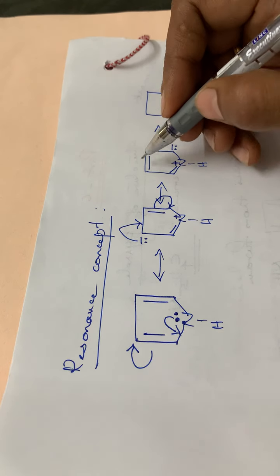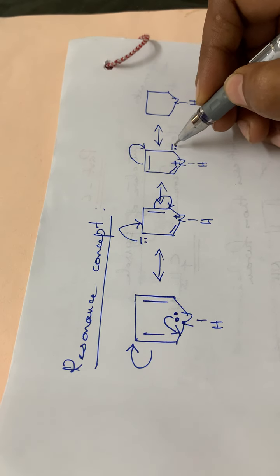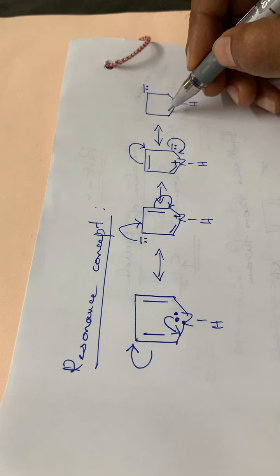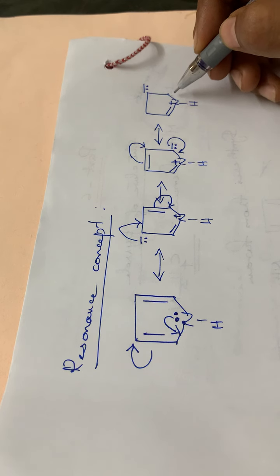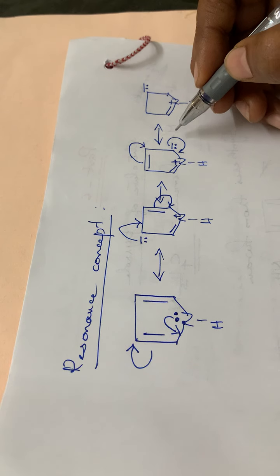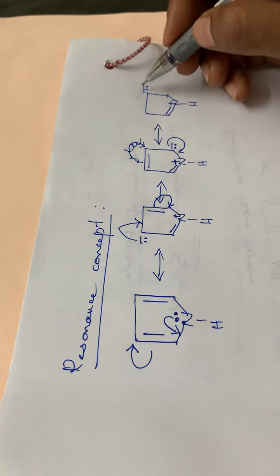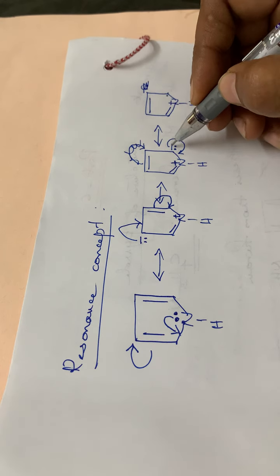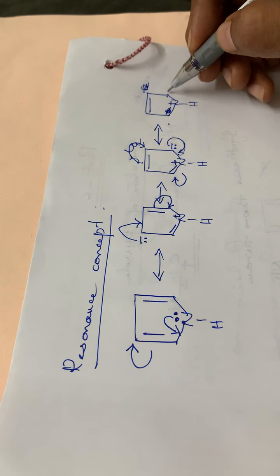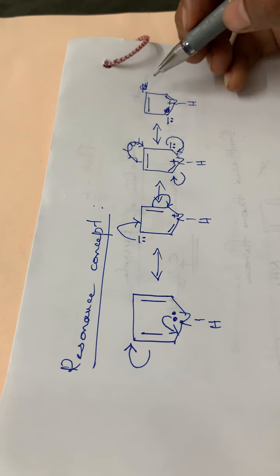So in the next structure, this double bond will be shifting to this position, and this electron pair will be shifting to this position. So here a negative charge, here a double bond, N positive. Sorry, this is not the one moving. This double bond will be there. This negative charge will be moving to this position. This double bond will be moving to this position. So here a double bond, here a negative charge. Okay.